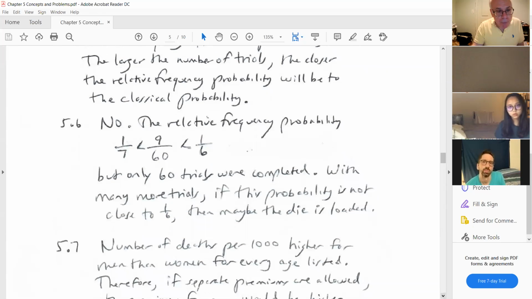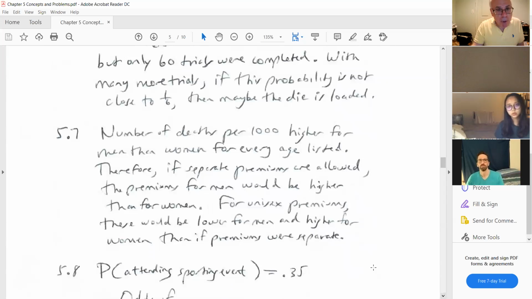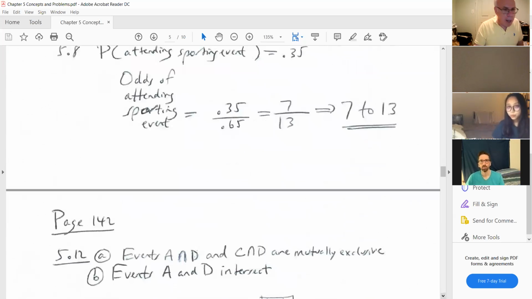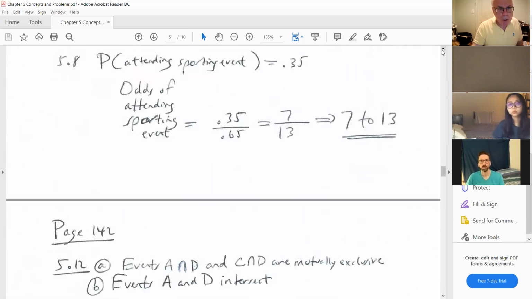Number 7, the number of deaths per 1,000. Well, actually, let's look at number 7. A newspaper article reported that Massachusetts, this is the last one we'll do, unless maybe 5-8. All right, but we'll do the next 2 and then we're done.